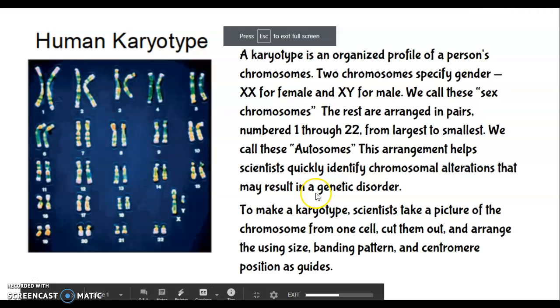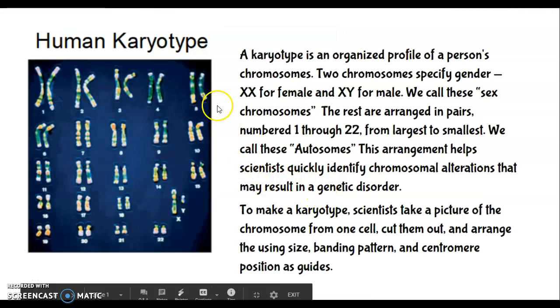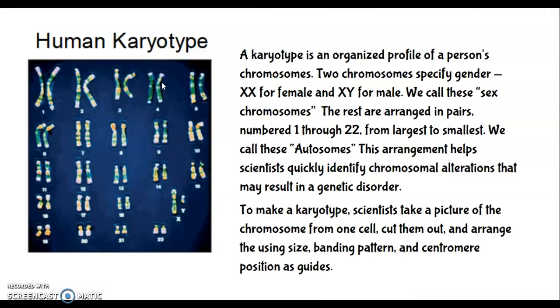So this lesson is on karyotypes. And a karyotype is just an organized profile of a person's chromosomes. And it doesn't just have to be a person, it can be any living organism. This one happens to be a human karyotype, and I can tell that by the fact that there's 23 pairs of chromosomes.